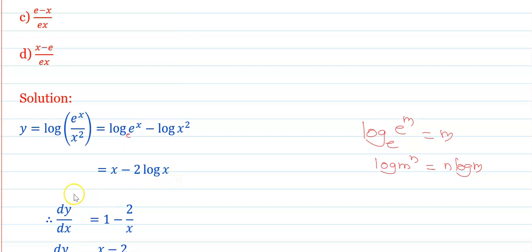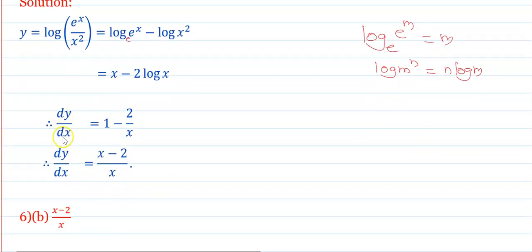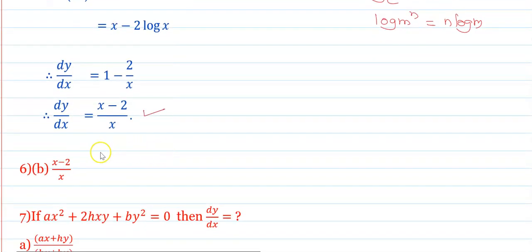Now differentiate this with respect to x. Therefore dy by dx is equals to derivative of x is 1, derivative of log of x is 1 upon x. म्हणजे काय 2 into 1 upon x means 2 by x. Next simplification, x ने 1 ला multiply करायचं, x minus 2 upon x, and this is the dy by dx. Okay, hence the option B is the correct one.